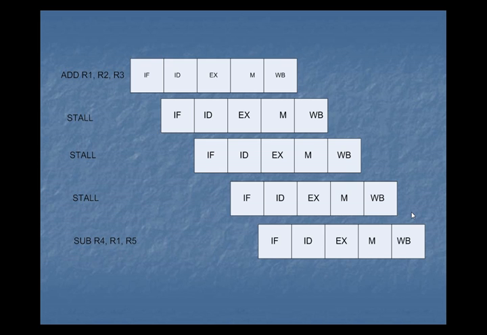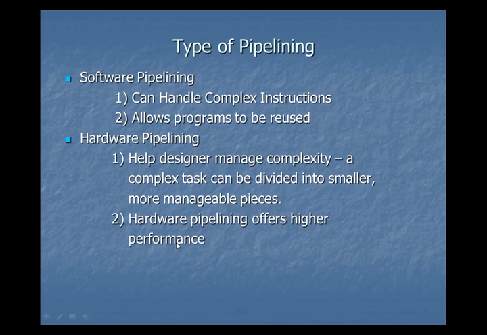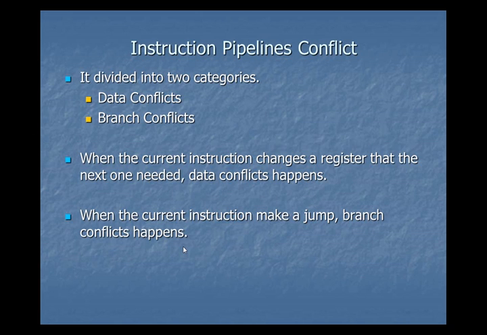So it wastes the timing for the processor. This is a stall, that is waiting for the result. This is also waiting for the result. There are three stalls available between the add and the subtract. This is the addition on R1, R2 and R3. This is subtraction on R4, R1 and R5. Next, what are the types of pipelining?